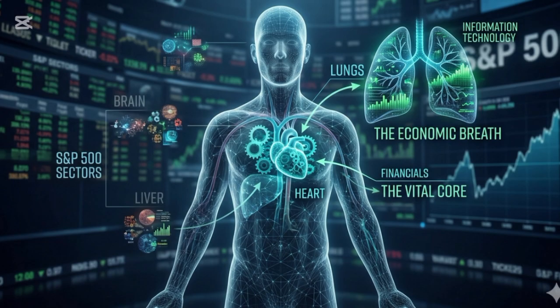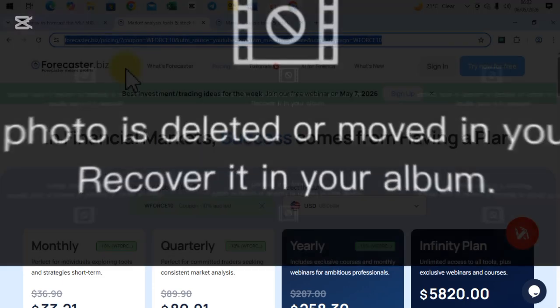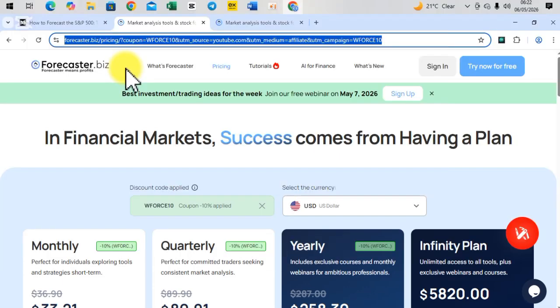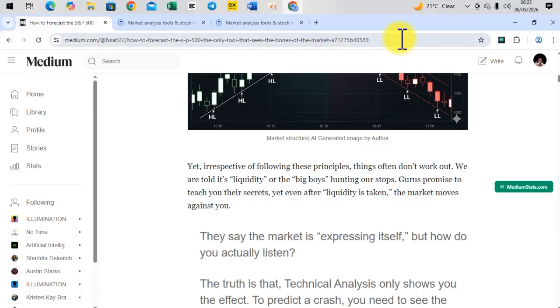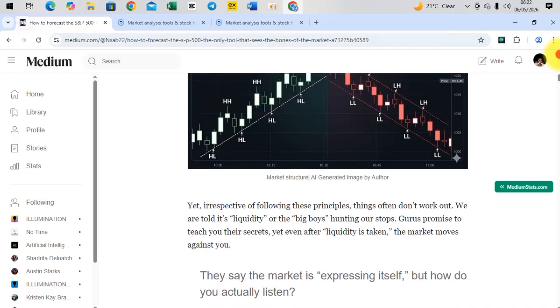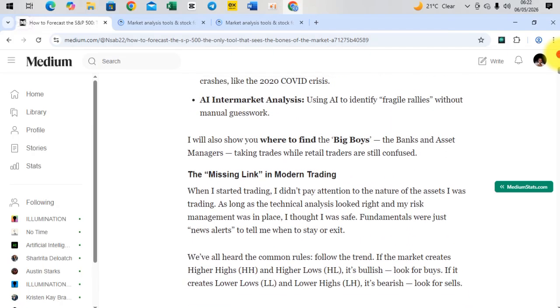So if we can relate that analogy to trading, we have what we call key sectors that make up an asset. I'm going to tell you, yes, the asset is called S&P 500. It's in the stock market. So today we are not going to be talking about synthetic indices. We are not going to be talking about Forex, but an asset in the stock market.